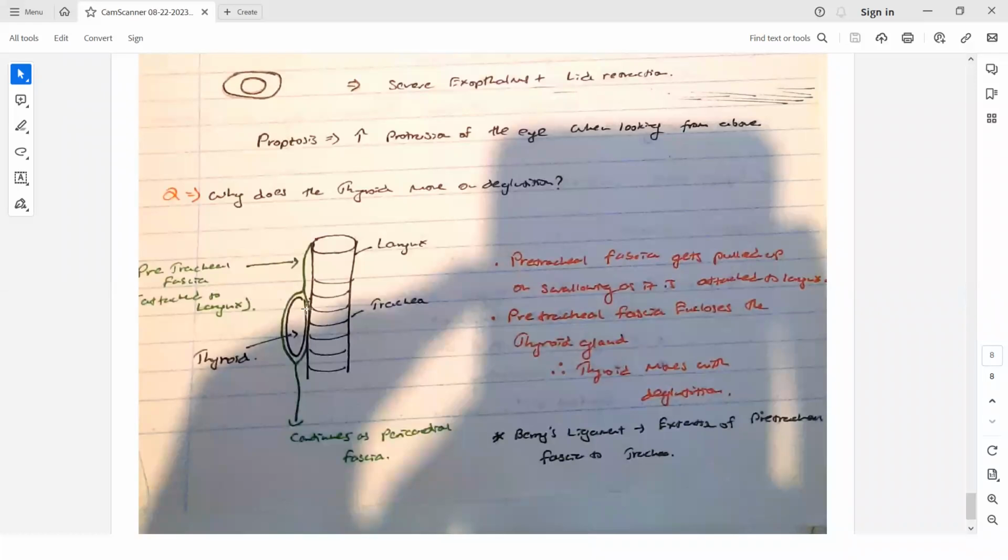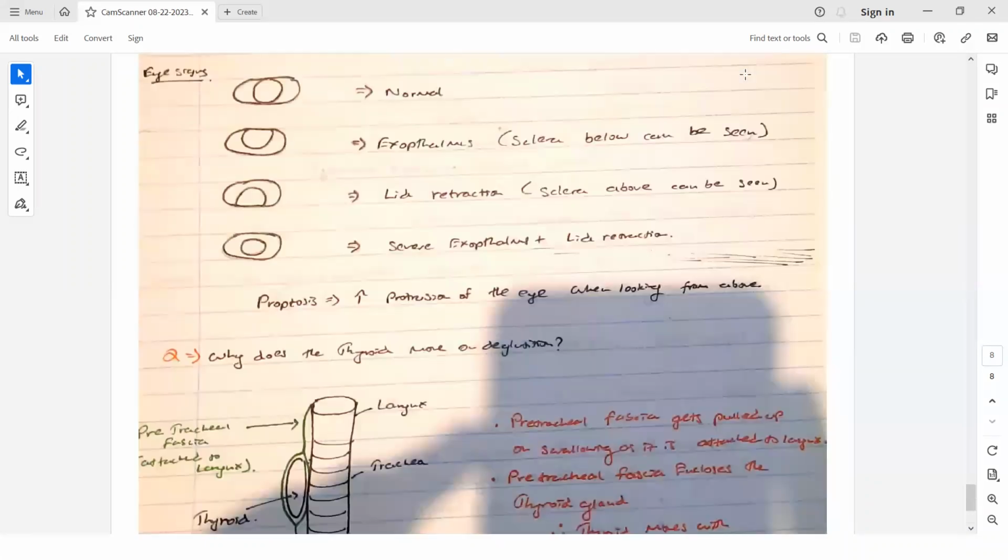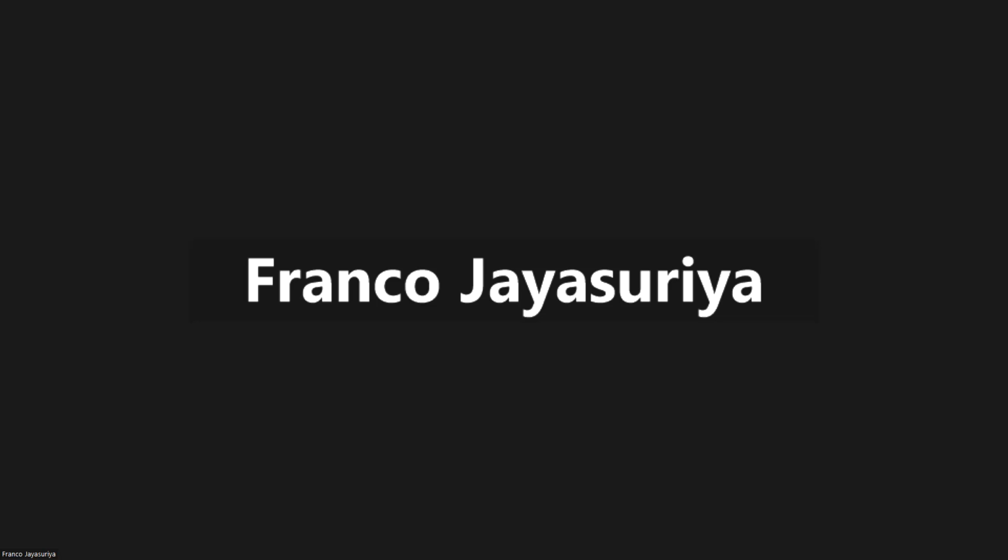And this pretracheal fascia is attached to the larynx. So when you swallow, your larynx moves up. The pretracheal fascia is attached to the larynx, and the pretracheal fascia covers and encapsulates the thyroid gland. So when the larynx moves up, the pretracheal fascia moves up, and the thyroid gland also moves up. That's why your thyroid moves up on deglutition.